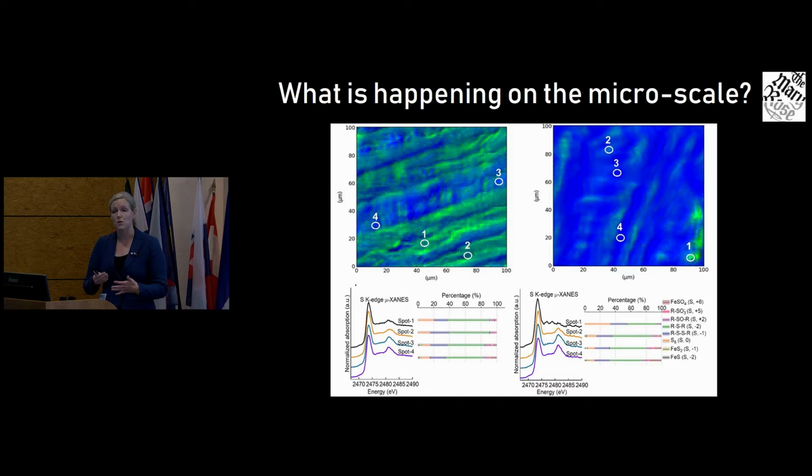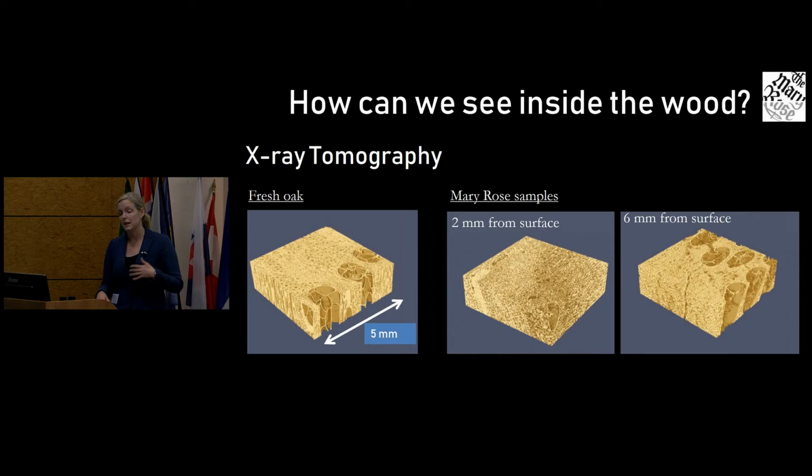It's very informative. It's told me what is there, but I still don't really know where it is within the 3D structure. So this brought us back to the ESRF to ID15. First of all, what I'm showing here is tomography. So this is the absorption tomography. We look at this against fresh oak.